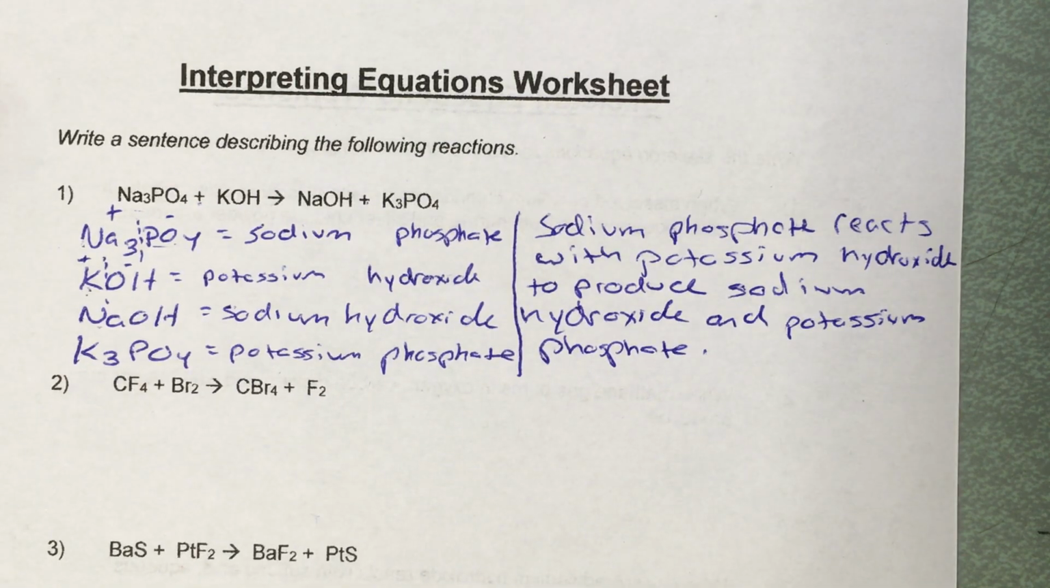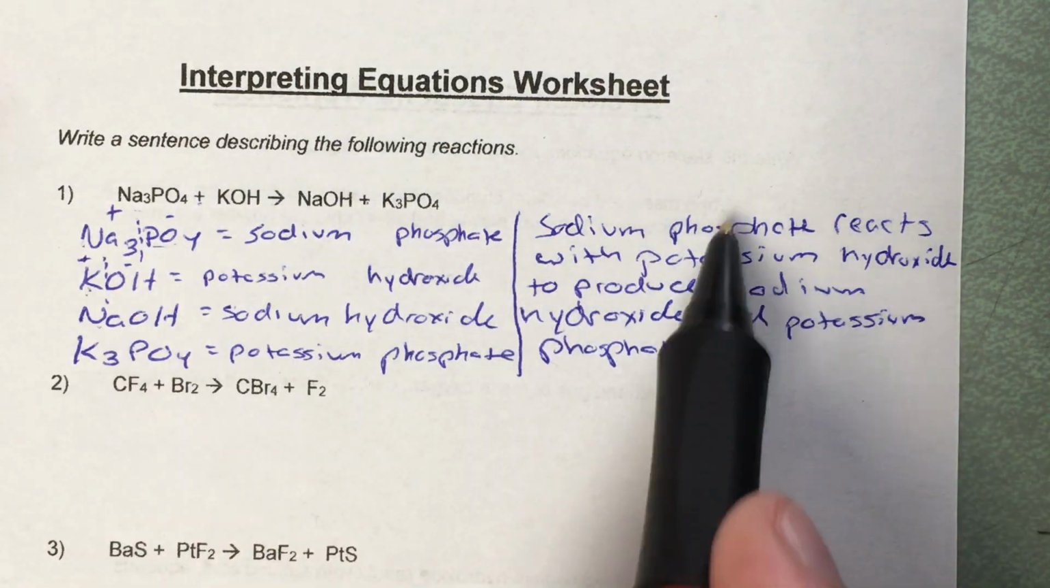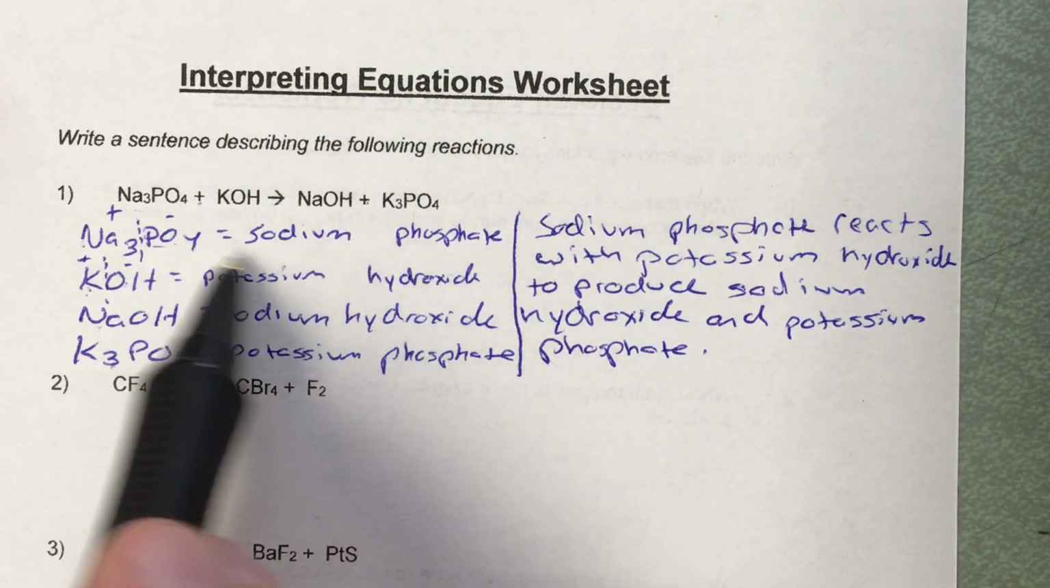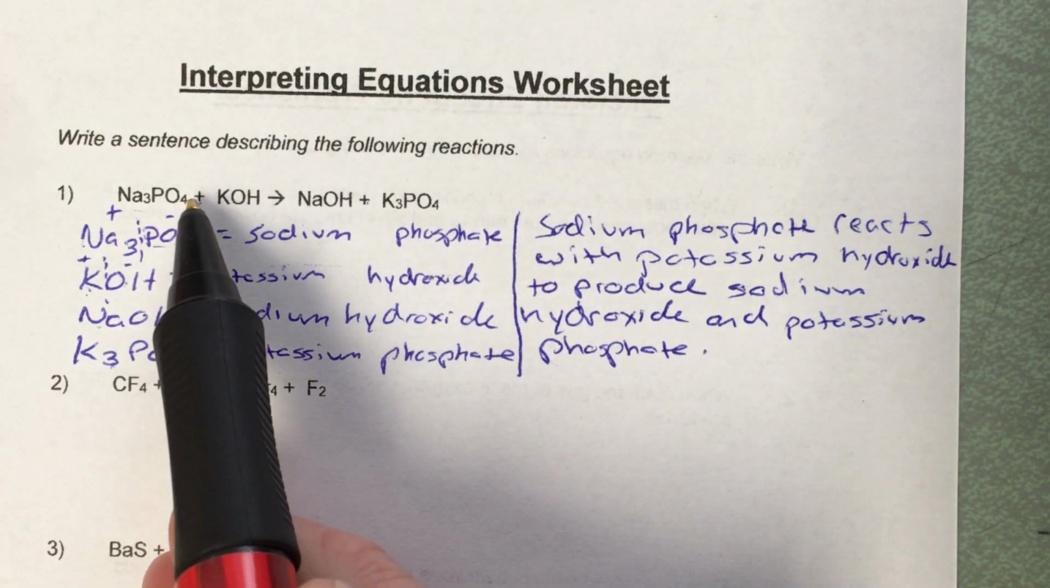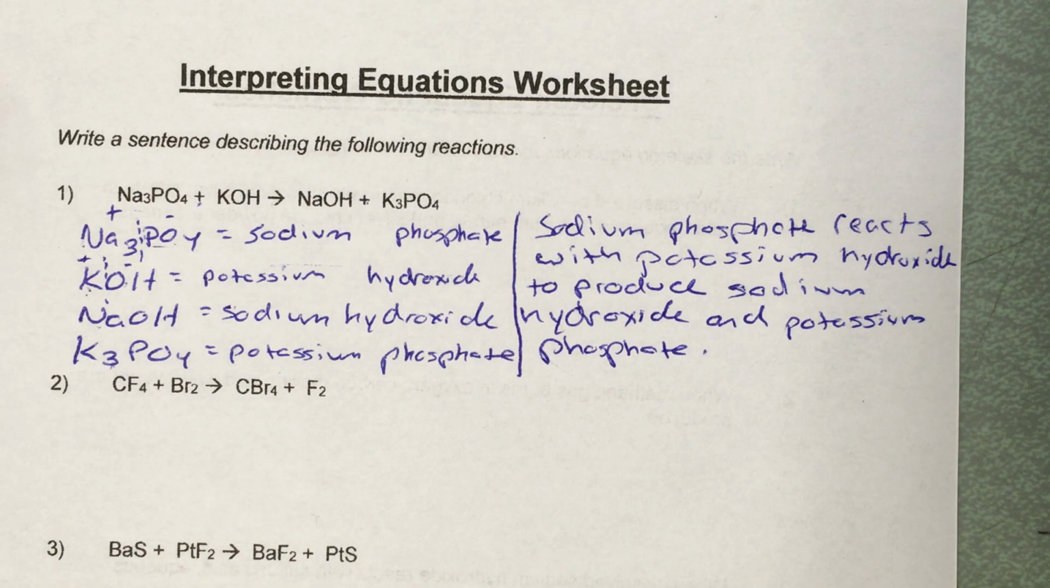So again, what you've got to do to turn these equations into sentences is do all your nomenclature, figure out the names of all your substances, and then understand that the plus sign on the reactant side means reacts with, the arrow means to produce, and the plus sign on the product side means and.